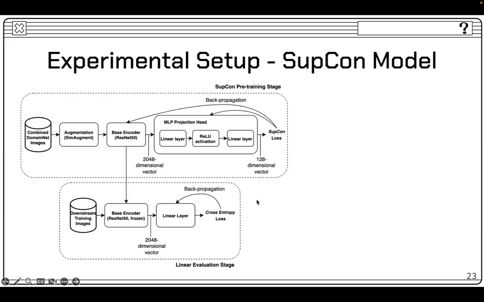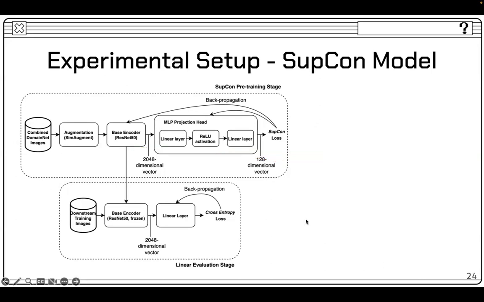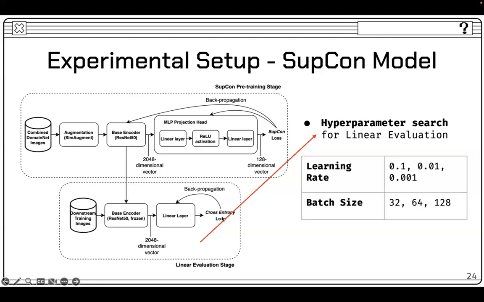So I just wanted to highlight that the augmentation that I used was called SimAugment, which consists of a random resize crop, random horizontal flip, random color jitters, random grayscale, and random Gaussian blur. I also did a hyperparameter search for linear evaluation, and the table over here shows the search space that I've used.